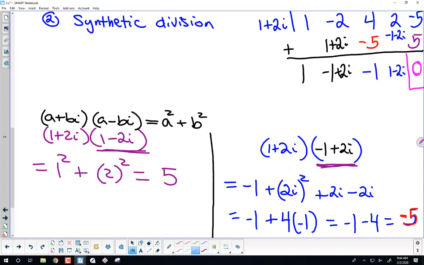So what you did there, could you also just do it like normal multiplication, the normal FOIL or whatever, with the last two factors, and it should work out too? Of course, you should come up with the same answer. Yeah.